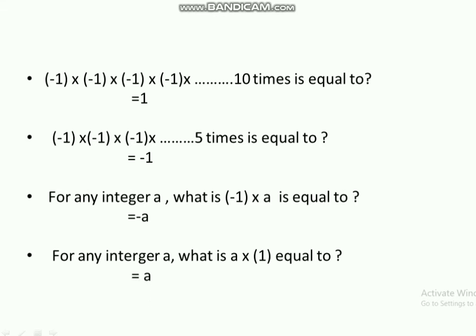Next set of questions are based on division. The first question is 15 divided by negative 3. In case of division also, just pretend that the negatives are not there and divide 15 by 3. What's 15 by 3? It's 5. And only one negative sign is over there. So our answer is negative 5.